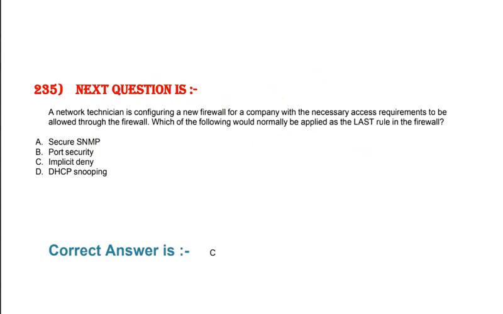Our question is, a network technician is configuring a new firewall for a company with the necessary access requirements to be allowed through the firewall. Which of the following would normally be applied as the last rule in the firewall? Option A. Secure SNMP. Option B. Port security. Option C. Implicit deny. Option D. DHCP snooping. Correct answer is option C.